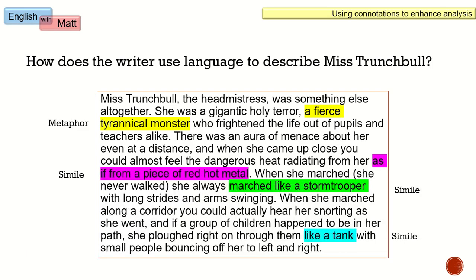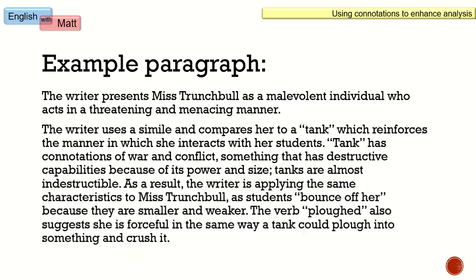So to finish this video off, and you can certainly have a go at writing another two paragraphs about this question, I'm going to give you an example paragraph along the lines of what you would write, for example, in a GCSE for English language. The writer presents Miss Trunchbull as a malevolent individual who acts in a threatening and menacing manner. That's a little introduction. You wouldn't have to keep repeating that for every paragraph.